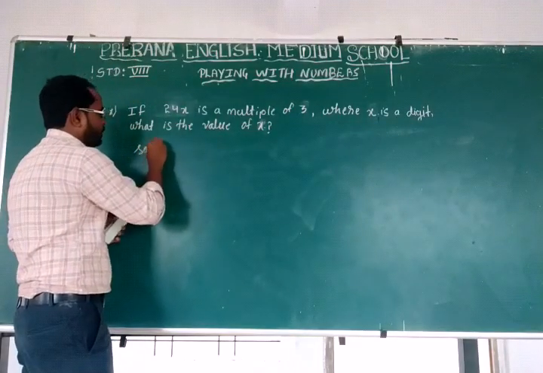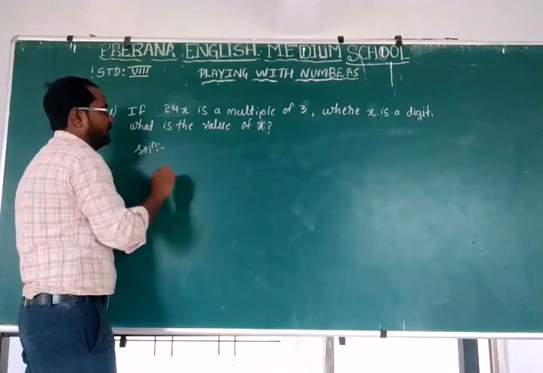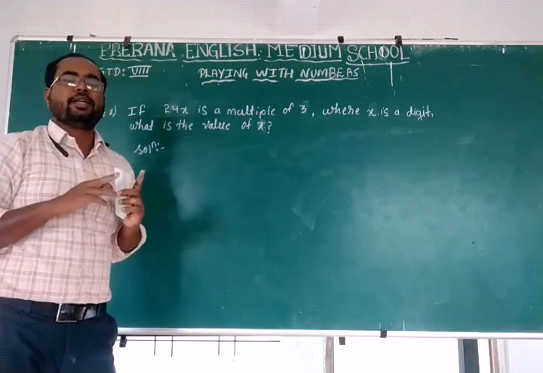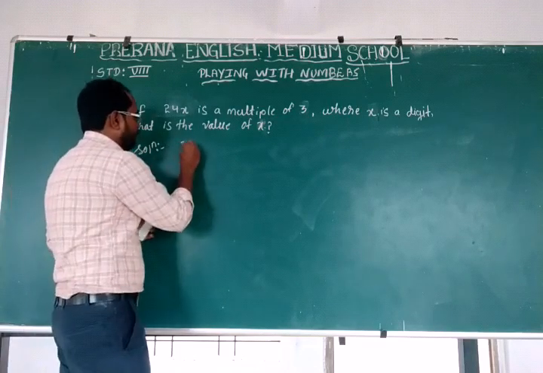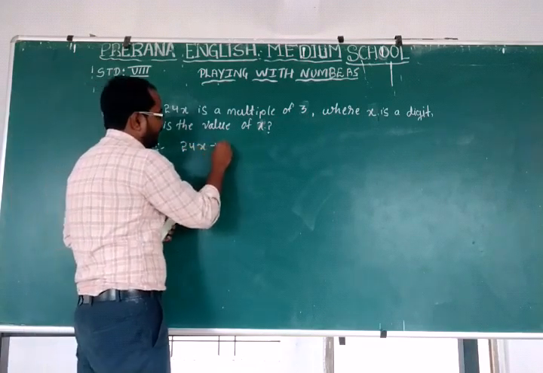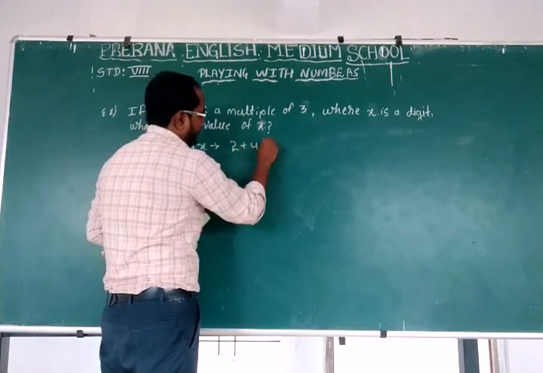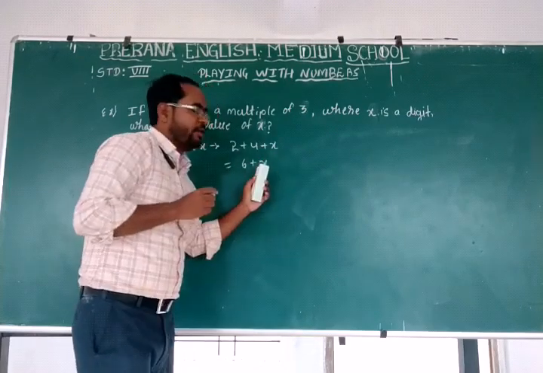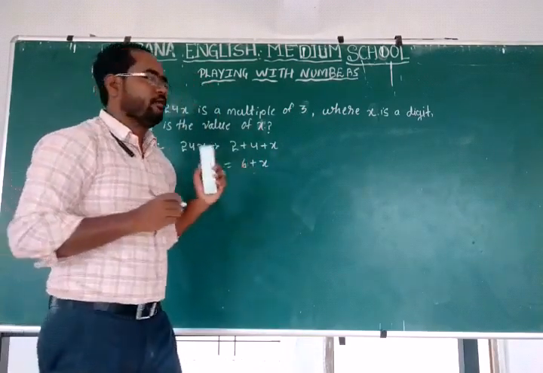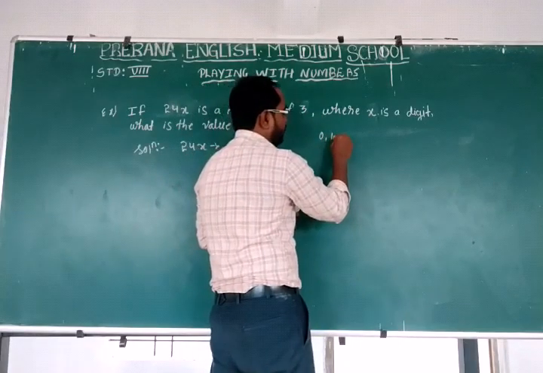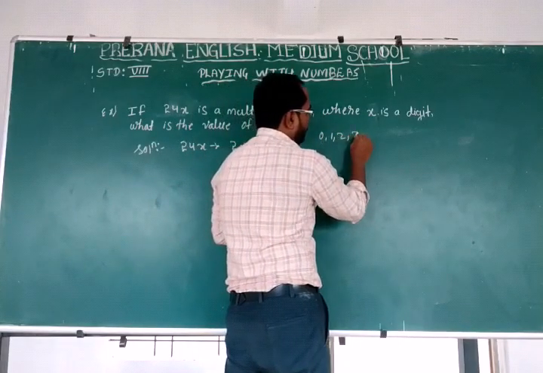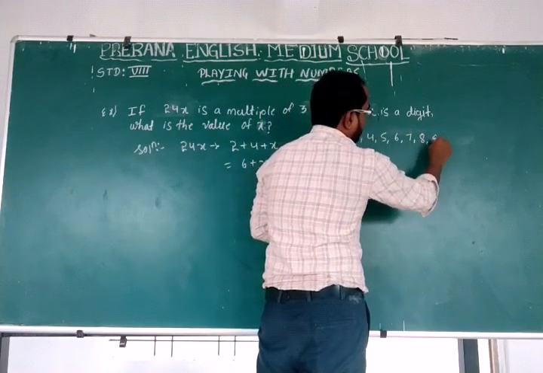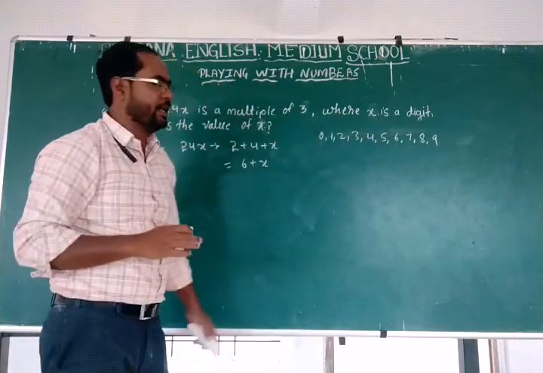Now here it is given as 3, so solve for it. So, the rule of divisibility of 3: if the sum of digits is divisible by 3, then that number is completely divisible by 3. So 24x is given. So add the numbers. 2 plus 4 plus x is equal to 6 plus x. So here, for the value of x, you can take any one of the digits. Which are the digits we use in mathematics? 0, 1, 2, 3, 4, 5, 6, 7, 8 and 9. Among these any one you can take.